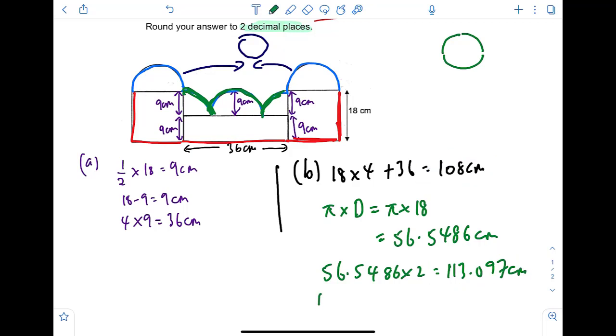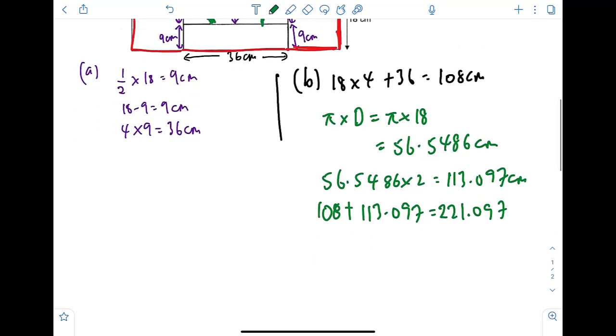And remember, we had the straight parts, and these are the curved parts. Add them up together to find the total perimeter. 108 plus 113.097 is 221.097. Round this off to 2 decimal places. 221 point 0 9, and the next digit 7 is big, so 09 will go to 10. It is rounded off to 2 decimal places. Final answer: 221.10.